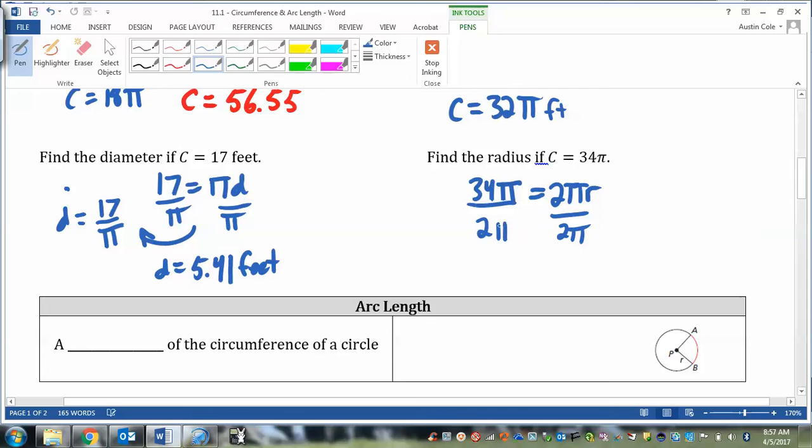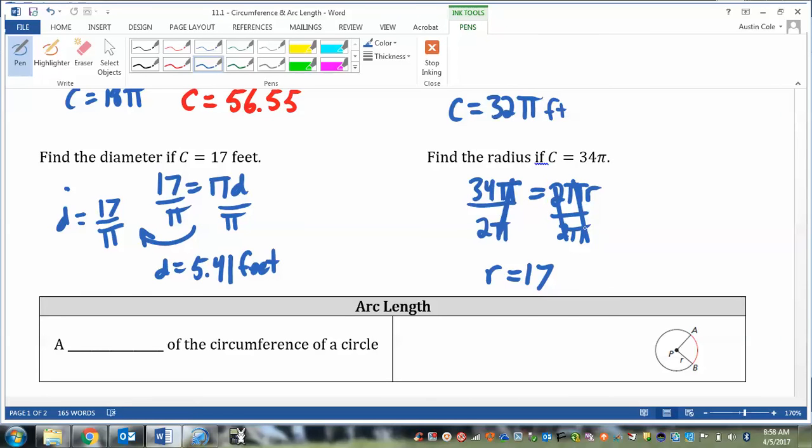When you do that, it's just like if those were x's, right? If you have an x divided by an x, you can cancel it out, right? Or if you have 3 divided by 3, you can cancel it out. It's the same thing here. Pi divided by pi is just 1. So you can cancel that out. Then you have 34 divided by 2, which is 17. So our radius is 17.